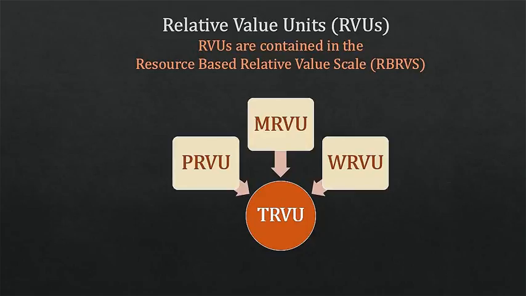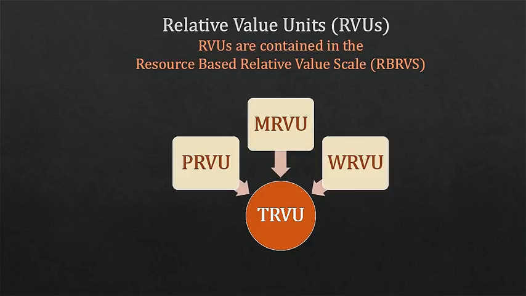A relative value unit, or RVU, is a weighting assigned to CPT codes, but not every CPT code has an RVU assigned to it. The total RVU assigned to a code is comprised of 3 separate RVUs, which are the practice expense, accounting for the practice's overhead costs, the malpractice portion, that accounts for the likelihood of complications, and a work RVU, which is the amount of work and effort the service takes.